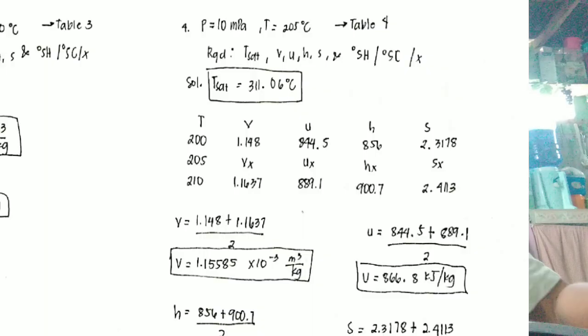Now, let's go to the fourth condition. We are given a pressure of 10 megapascals and a T actual of 205 degrees Celsius. Which table should we use? Table 3? Since the pressure is 10 megapascals, Table 3 does not apply here.